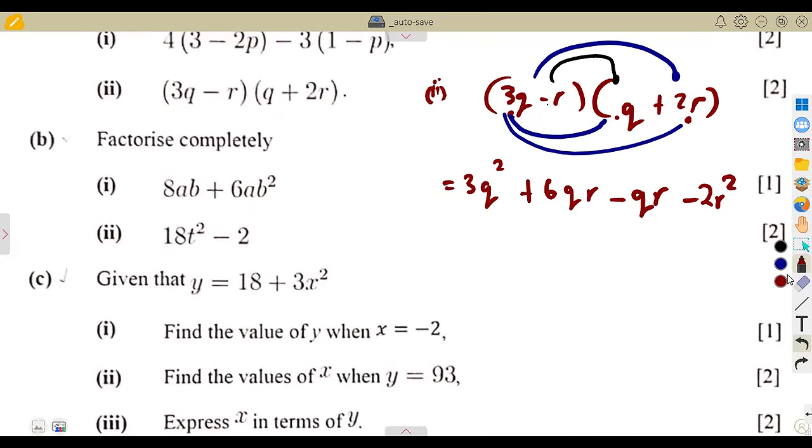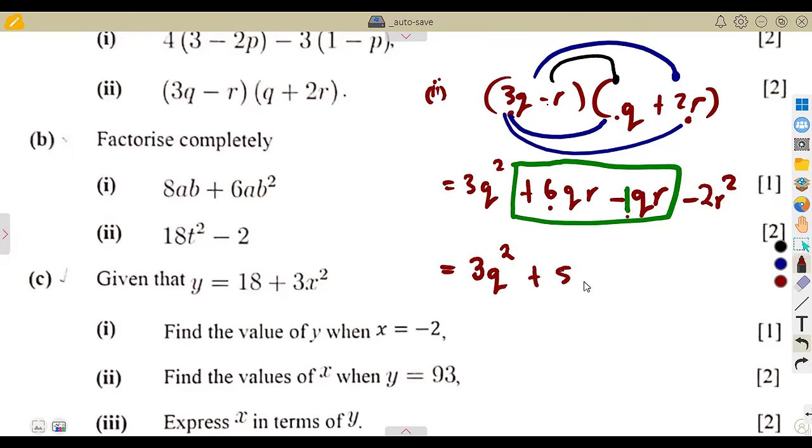Minus and a plus. Then you can also collect like terms. So you're going to have 3q squared. As we can see on this part, we have like terms 6qr minus qr. This is the same as there's a 1 there. So it's 6 minus 1, which is going to be a 5. So that's 5qr minus 2r squared. Just like that, you've expanded your brackets and collected like terms.